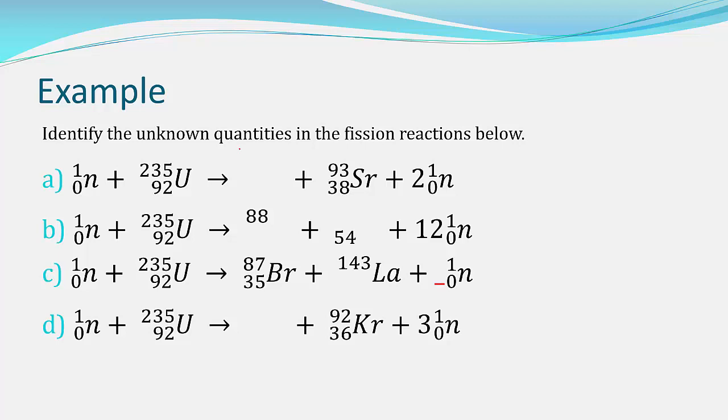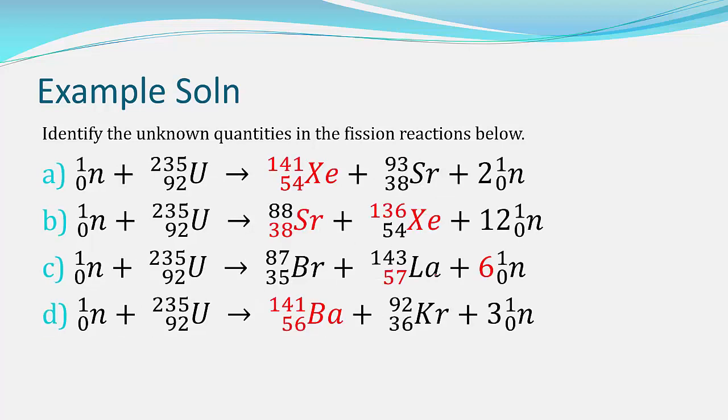So if you have a look at the screen, you can see that we have a neutron interacting with the uranium nucleus, and then two products are formed and a certain number of neutrons. So knowing that, can you solve for the unknowns? I'll give you as long as you need, just press pause and I'll start the answers soon. Okay, and here are your answers. I hope you did well.